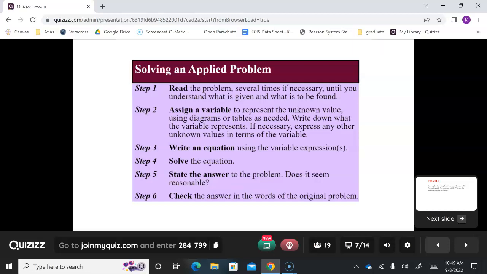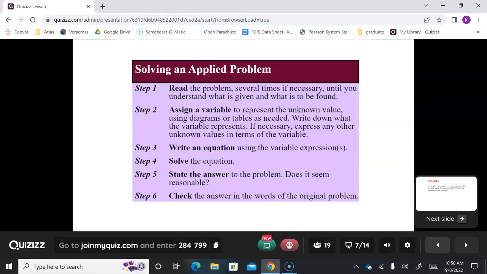Once you've identified what the question's asking for, usually that's what your variable is going to be. Okay? And you can use whatever letter you want. A lot of people default to X, but you can use whatever letter you want depending on the problem. You can use T to represent time, or D to represent distance, or M to represent money. I don't care. Use whatever variable you want.